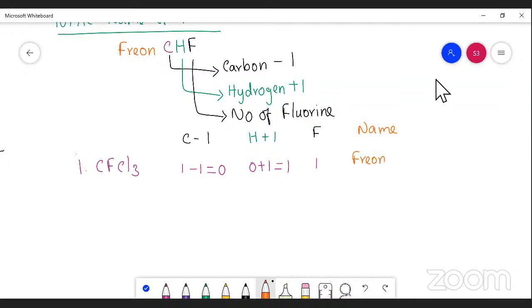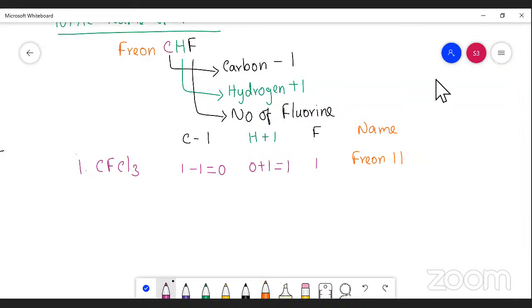And 0, 1, 1. So 0 is neglected, so that it is freon 1, 1. And the first 1 represents the number of hydrogen plus 1, since there is no hydrogen. And the second one represents the number of fluorine.